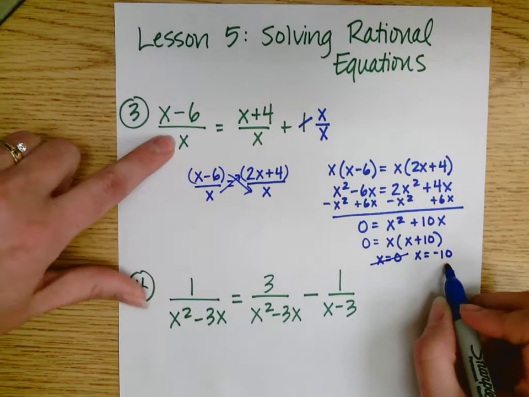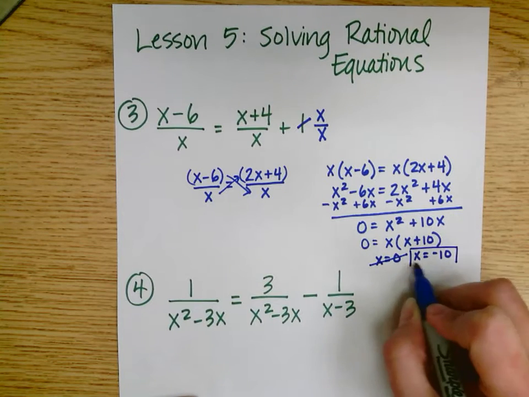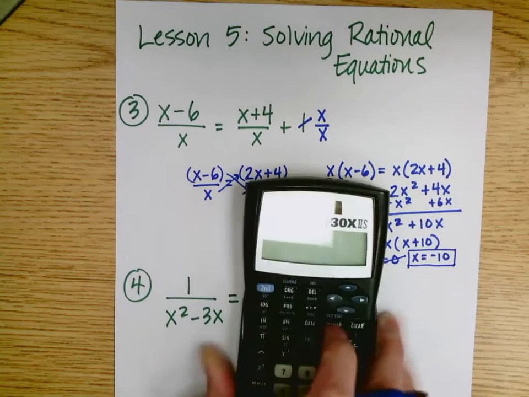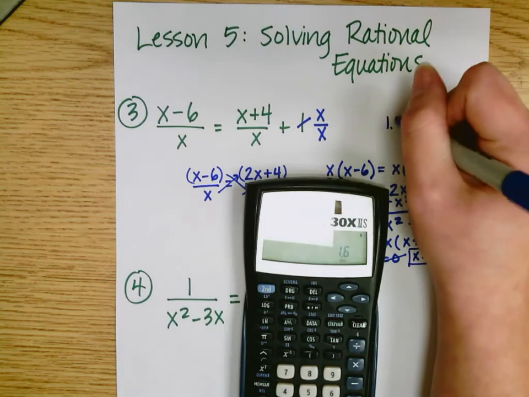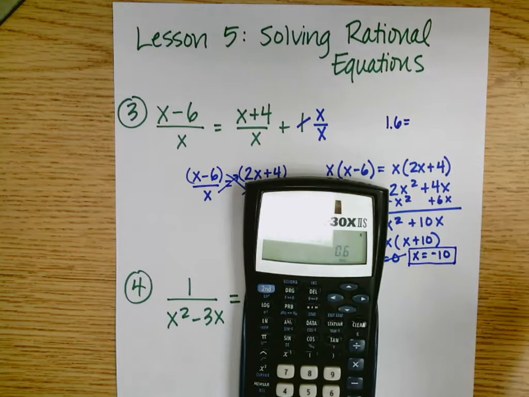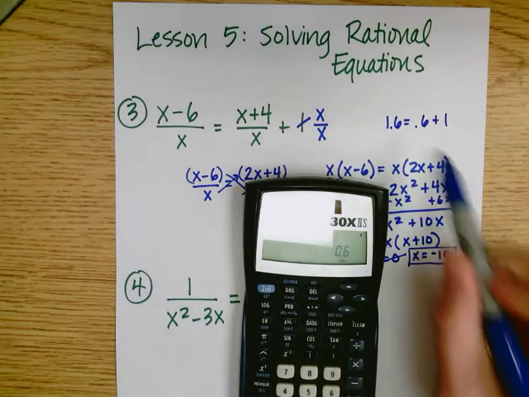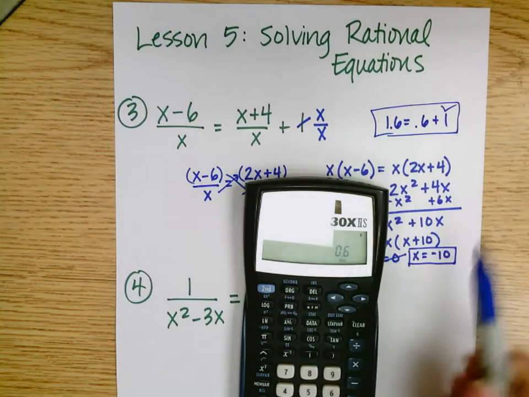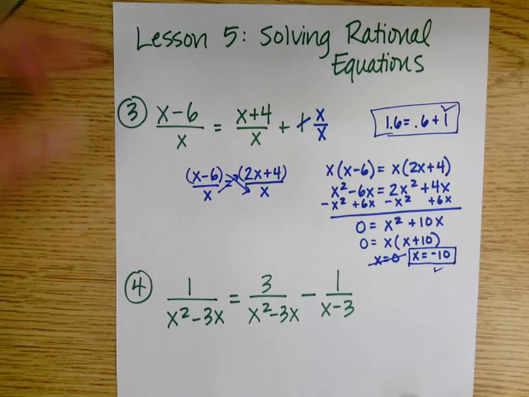I shouldn't have a problem plugging in negative 10 here or here. So x equals negative 10 works. If you want to check it, we can. We got negative 10 minus 6 over negative 10. That's 1.6 equals negative 10 plus 4 over negative 10, 0.6, plus 1, because that's what that originally was. That is totally true. So x does equal negative 10. Alright.